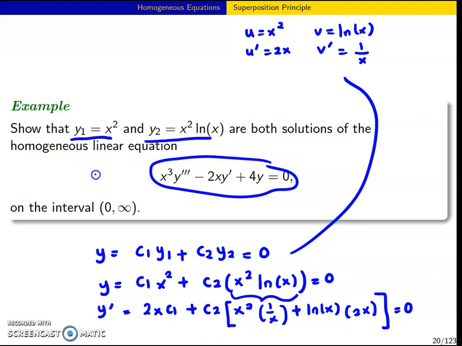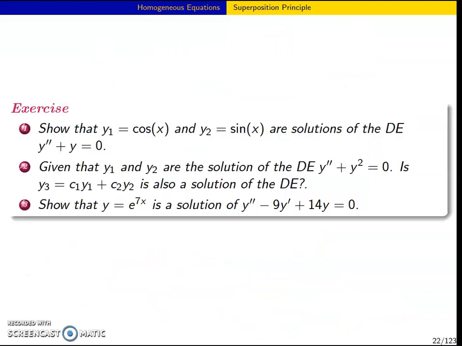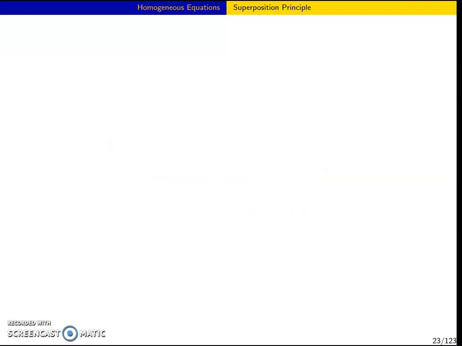Now if you want to do it quickly, all you have to do is differentiate these two into this equation. That's all for today. The next topic that we're going to look at is, do this exercise and then we will try to look at more.